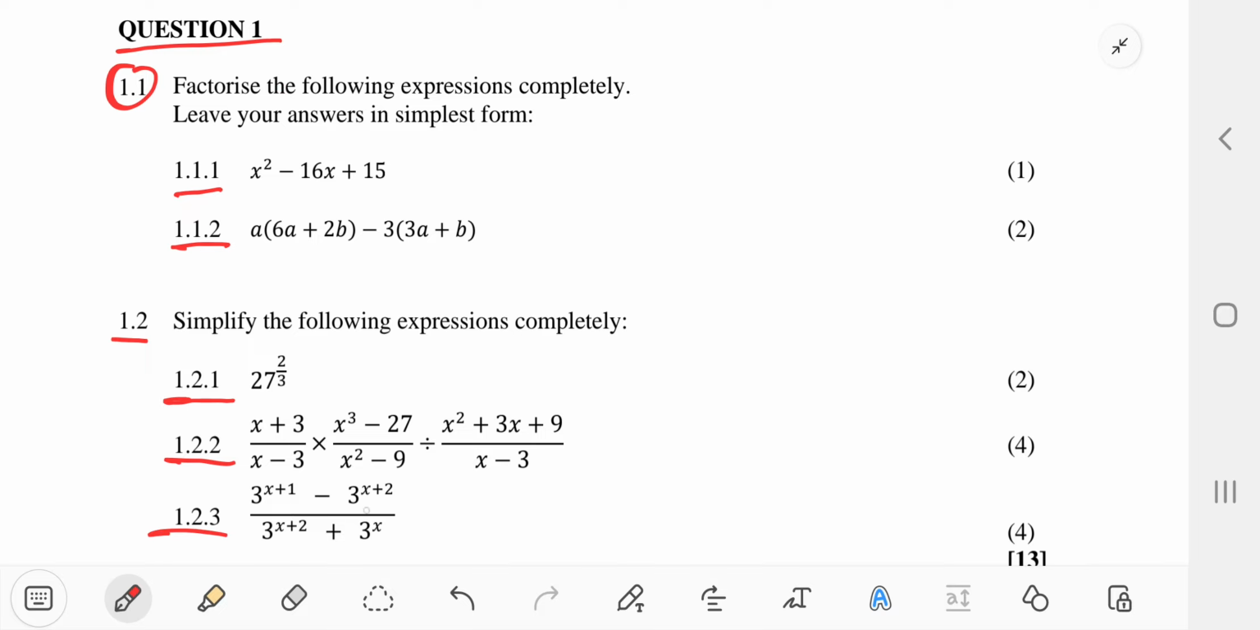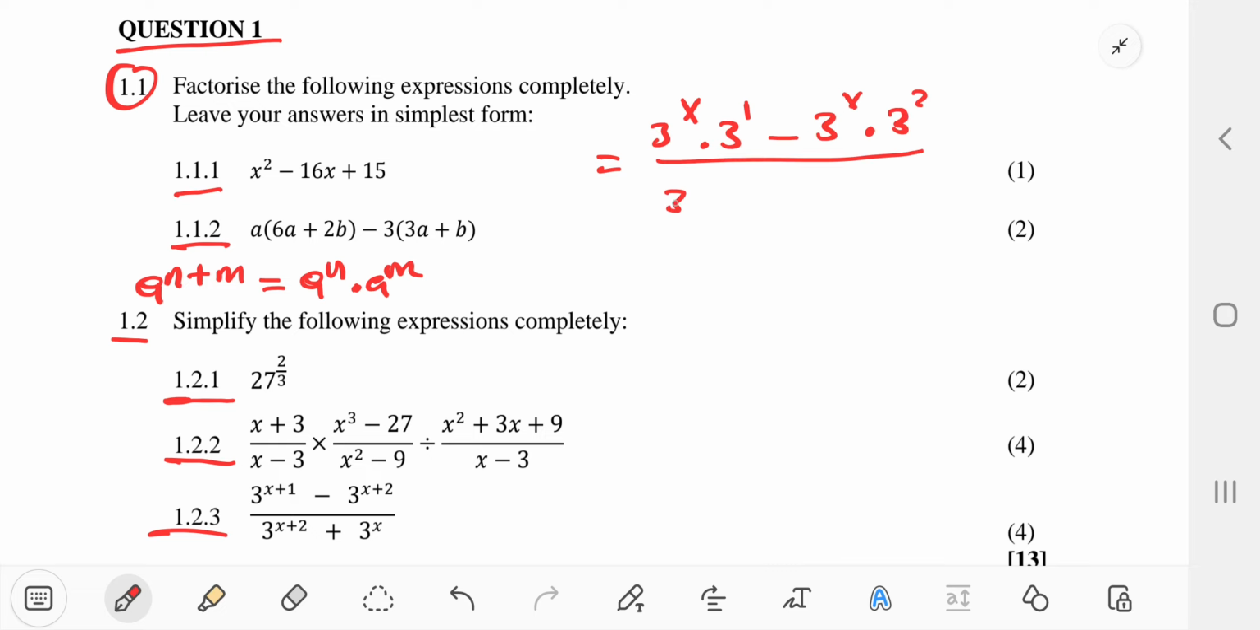So we have 1.2.3, (3 to the power of x plus 1 minus 3 to the power of x plus 2) divided by (3 to the power of x plus 2 plus 3 to the power of x). With this one, we know that if we have a to the power of n plus m, this is the same as a to the power of n times a to the power of m. When we multiply powers with the same base, we copy the base and add the exponents. So we have 3 to the power of x times 3 to the power of 1 minus 3 to the power of x times 3 to the power of 2, divided by 3 to the power of x times 3 to the power of 2 plus 3 to the power of x.